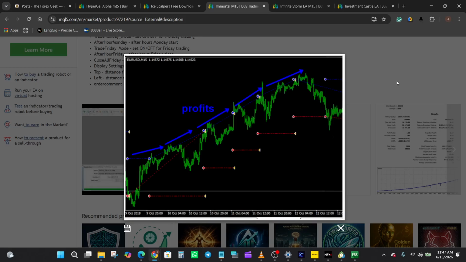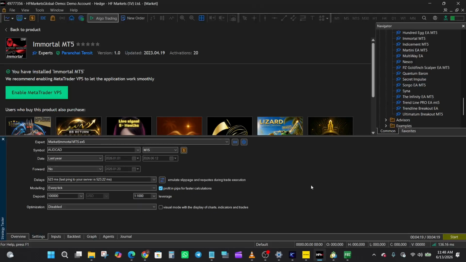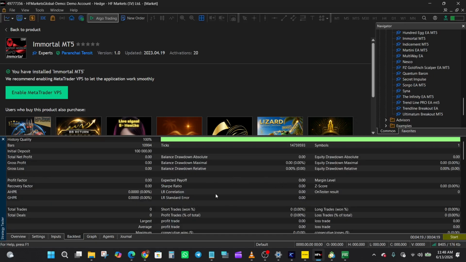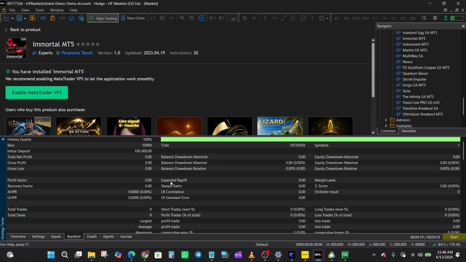Now let's also head over to our strategy tester so we can see how this EA performed in 2026. We are testing the Immortal MT5 EA on AUD/CAD on the M15 time frame. We are running the test from the beginning of 2026 till date, and as for the delays, we're just going to use the last ping to the server, every tick modeling. Looking at the results, we didn't have any trade executed here based on this data.